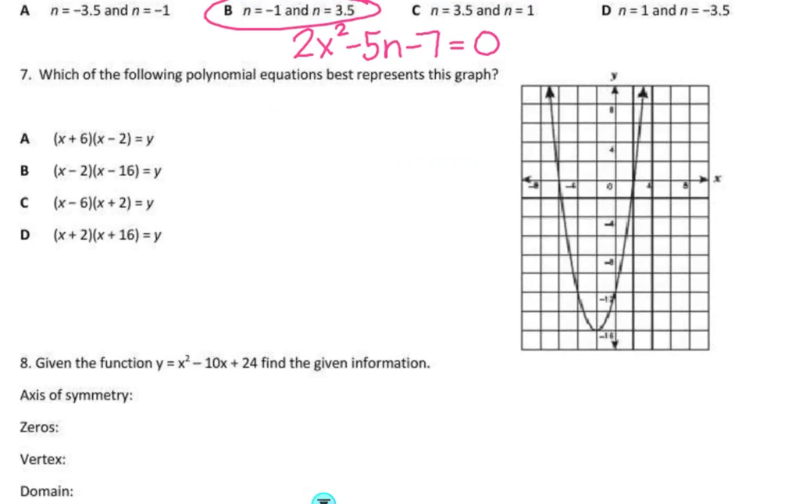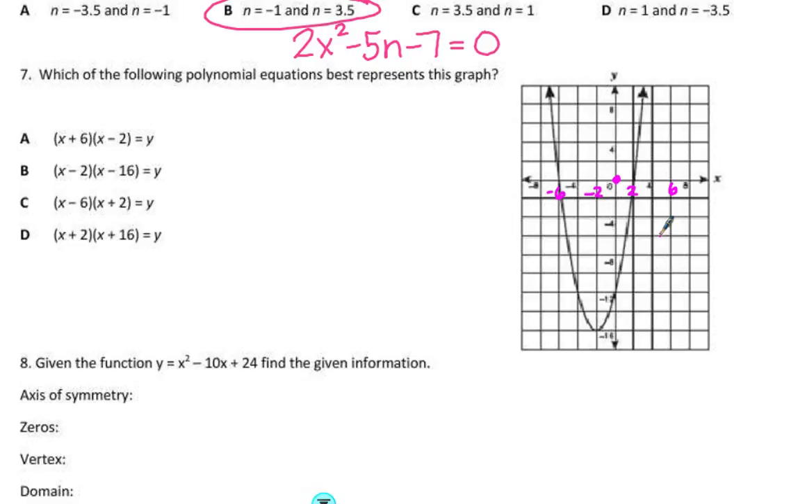Number 7, which of the following polynomial equations represents this graph? All right, so be careful because there's actually a scale involved here. Here's my origin, and then we see it goes to 4 and then 8. So that means this value right here is 2, this is 6. And same over here, so it would be negative 2 and negative 6. So be careful for your scales.